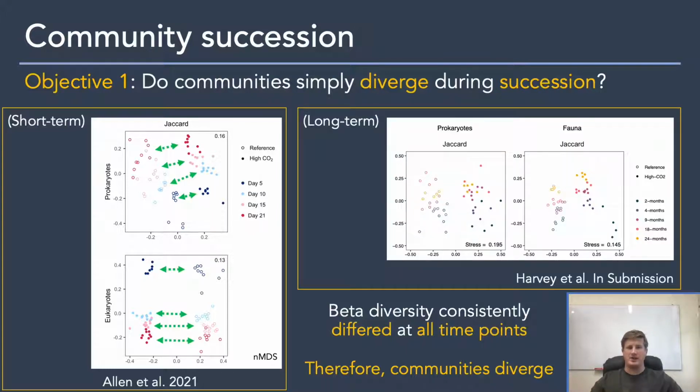We actually observed the same pattern when we looked into the longer term. So in this figure as well, the reference is still the unfilled and the high CO2 is the filled circles, and we could see another clear separation. So overall, this indicates that from 5 days at our first time point up to about 2 years, the communities remain separate, and so it would suggest that they diverge and then remain diverged throughout their development.